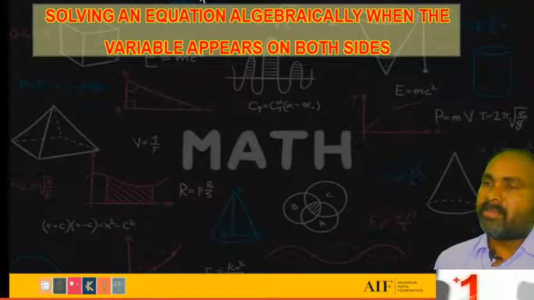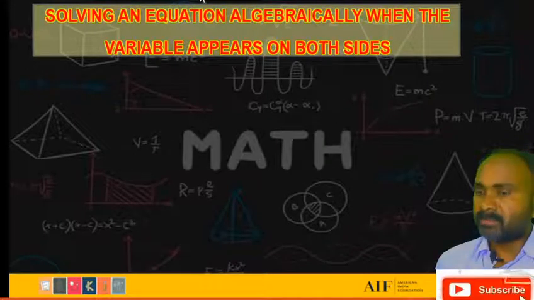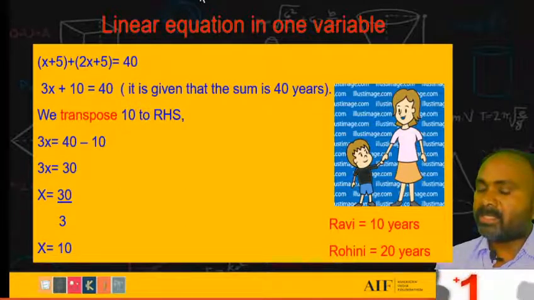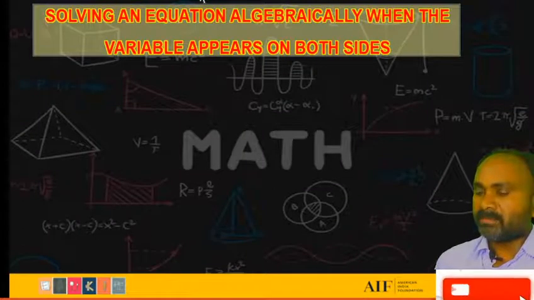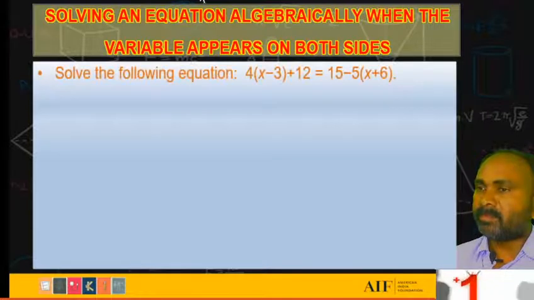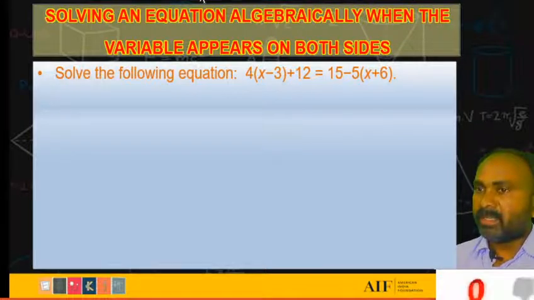Right. Solving an equation algebraically when the variable appears on both sides. In the previous example, the variable was only on one side. Here, it is on both sides. Let us learn. Solve the following equation: 4 of x minus 3 plus 12 equals 15 minus 5 of x plus 6. Here the LHS has x and the RHS also has x.